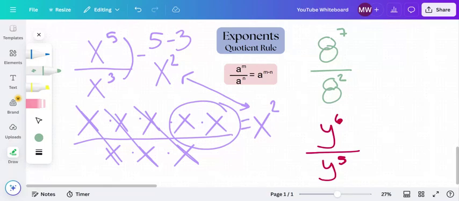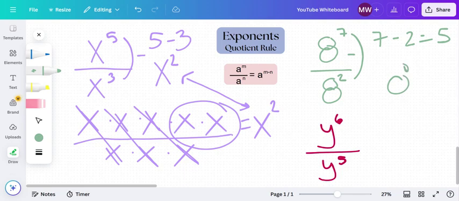8 will remain in our answer as the base. What we are going to do is look at our two exponents, 7 and 2. My quotient rule tells me all I have to do is subtract them, and I will get my new exponent. So I will do 7 minus 2, which gets me 5. So I keep 8 as my base, and 5 is my new exponent.